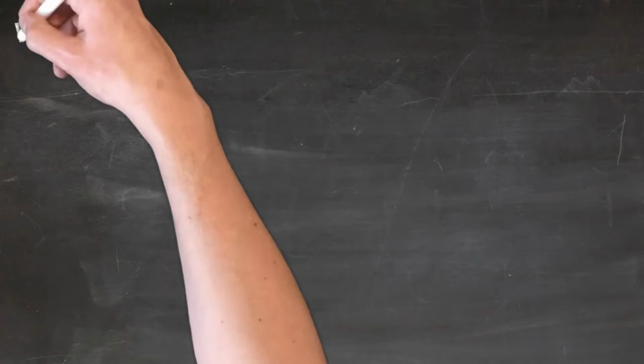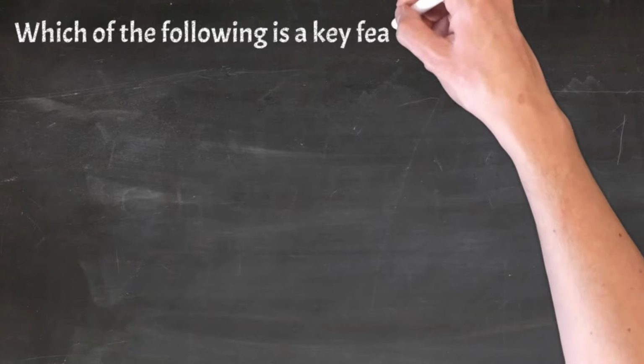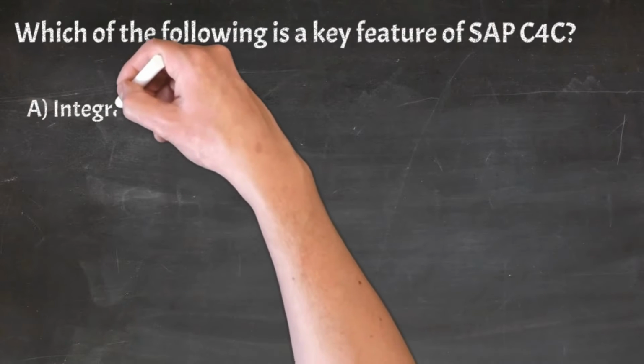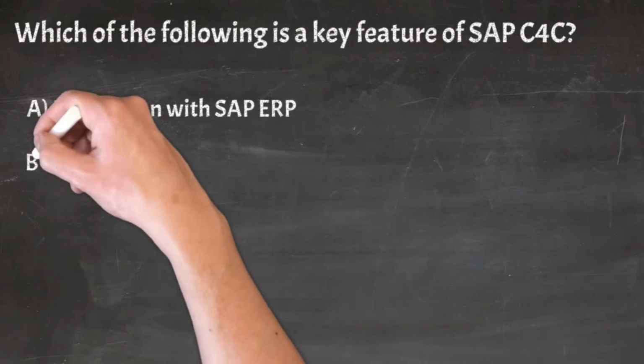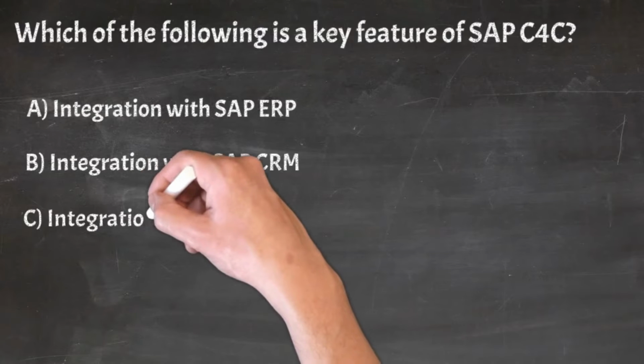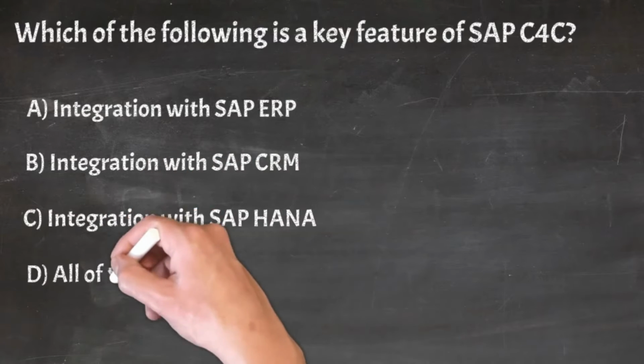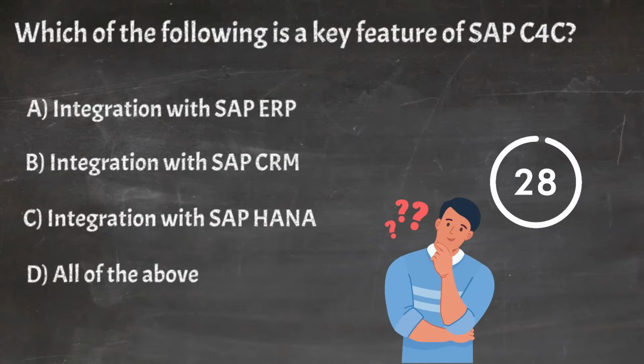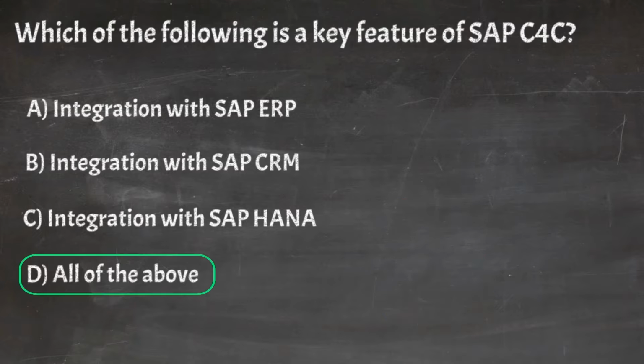Question 2. Which of the following is a key feature of SAP C4C? A. Integration with SAP ERP. B. Integration with SAP CRM. C. Integration with SAP HANA. D. All of the above. Correct answer D.